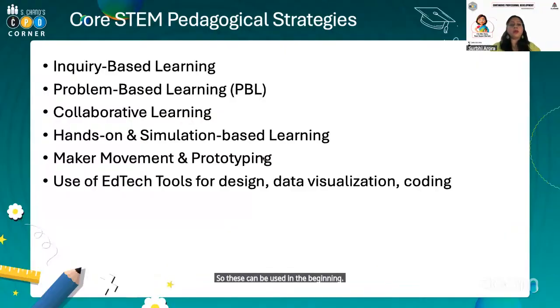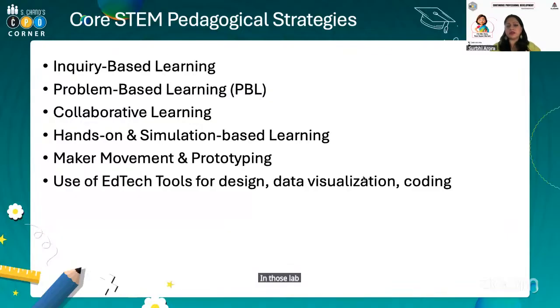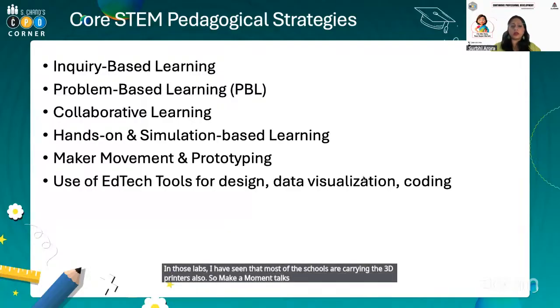Yeah. So when we talk about the maker movement, we're talking about 3D printing and 3D pens, that kind of tools which can be used. A lot of you must be having Atal labs in your schools. In those labs, I have seen that most of the schools are carrying 3D printers also. So the maker movement talks about that category of tools also.